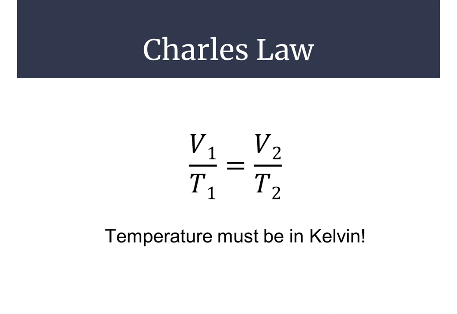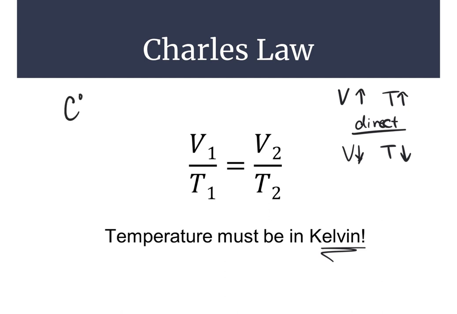So Charles' law is looking at the relationship between volume and temperature. Volume goes up, temperature goes up. This is a direct correlation, okay? If volume goes down, temperature also goes down and vice versa. Key here is that temperature has to be in Kelvin. So if you're in Celsius, you have to convert it to Kelvin. It is not permissible to use Celsius. The equations will not work properly.